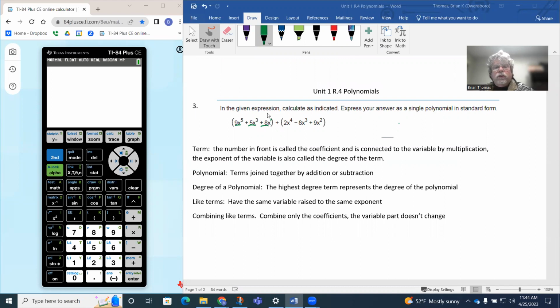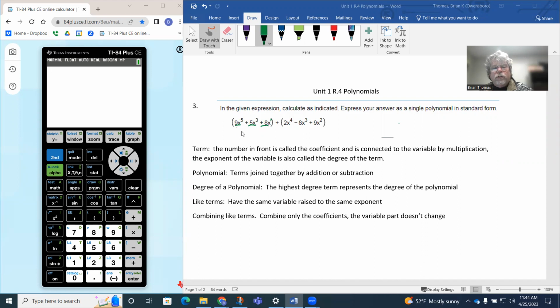In the given expression, calculate as indicated. Express your answer as a single polynomial in standard form. So some things to be familiar with is, first off, a term. So terms, for example, this 9x to the fifth would be considered a term.